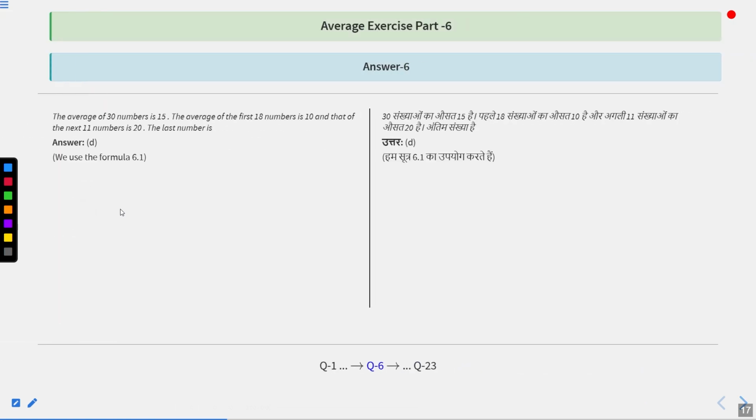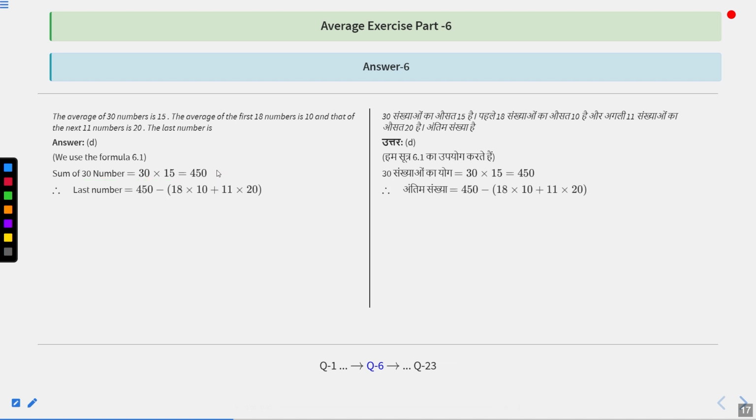Now the question says that the average of 30 numbers is 15. So what will be the sum of these 30 numbers? We just multiply 30 into 15, which becomes 450. Now the question says that the average of the first 18 numbers is 10. So what will be the sum? 18 into 10. And the next 11 numbers average 20, so we can write 11 into 20. When we subtract these, we get the last number. So when we calculate it, we get our last number, which is 50. D is the correct answer.